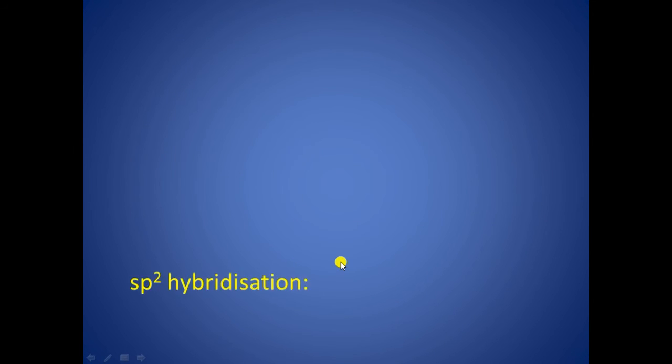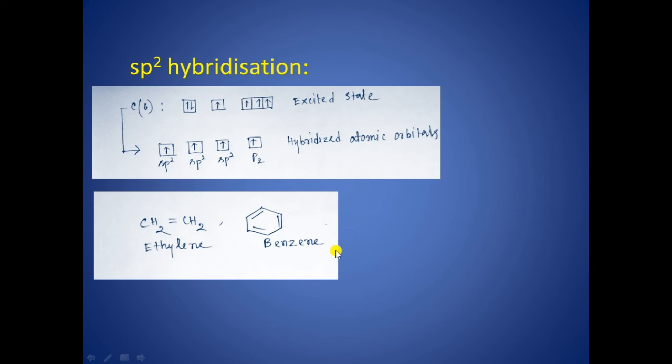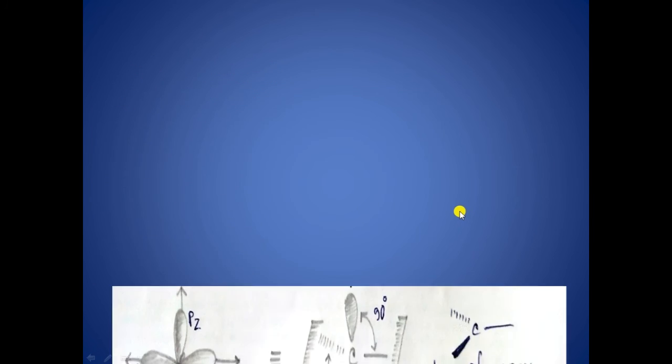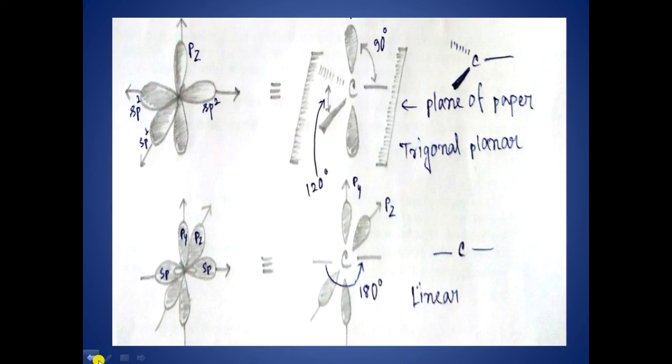In sp2 hybridization, one s orbital and two p orbitals mix up to form three hybrid orbitals of identical shape and size, and they are called sp2 hybridized orbitals. But here the pz orbital remains unhybridized. An sp2 hybridized carbon atom has trigonal planar shape. All three sp2 orbitals remain in the same plane. The pz orbital remains perpendicular to that plane. This is the image where you can see that the bond angle of an sp2 hybridized carbon atom is 120 degree. At the center of the trigonal planar, the sp2 hybridized atom is placed.